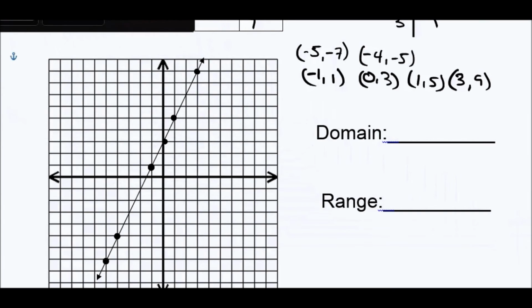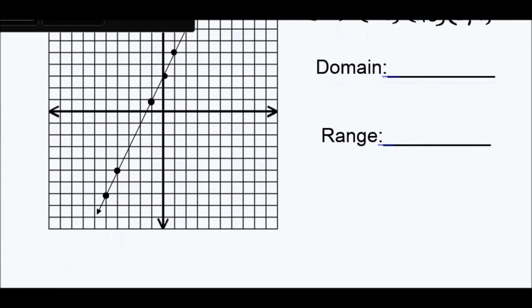Now I'm going to list my domain. Let me get back my pen and decrease the thickness. Your domain are all your x coordinates. If you look at your points here, and I'm glad I wrote them down, I have -5, -4, -1, 0, 1, 3. Where did I get that from? I got it from my x coordinates. All my x coordinates make up my domain.